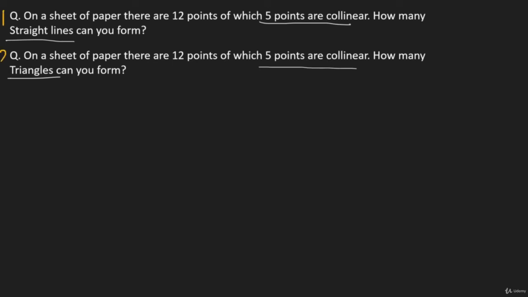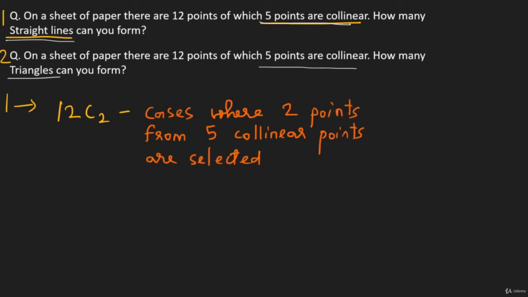So we have these two questions. Let's start with the first question. 5 points are collinear and we need to find the number of straight lines that can be formed. Now if I need to find the number of straight lines that can be formed, first I just need to select 2 points from the 12 points, right? That's 12C2, but I have to subtract the cases where 2 points from the 5 collinear points are selected, right?